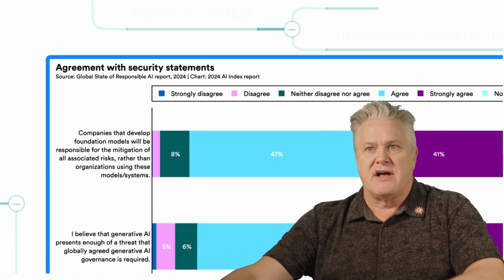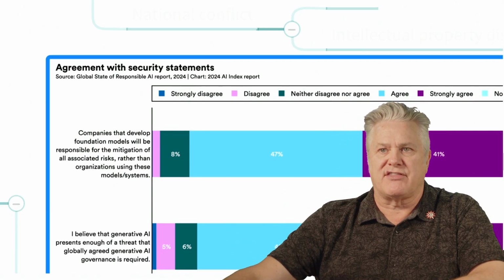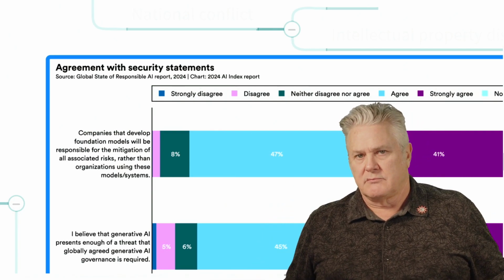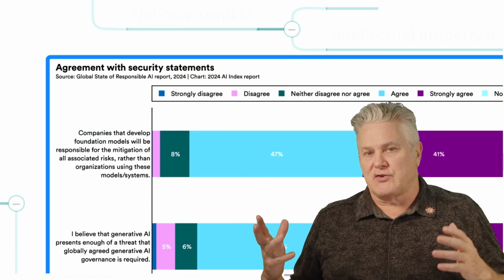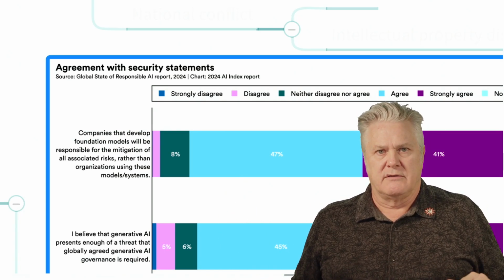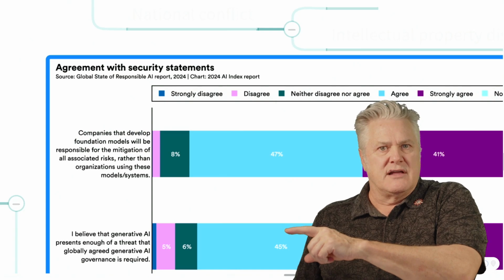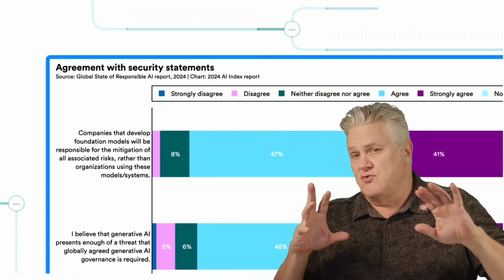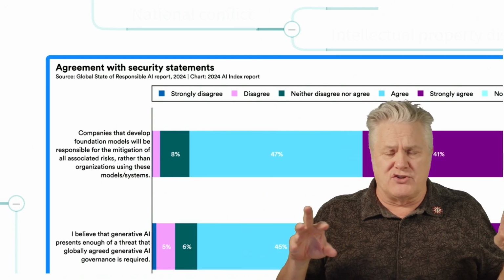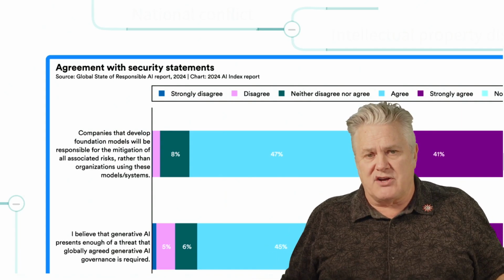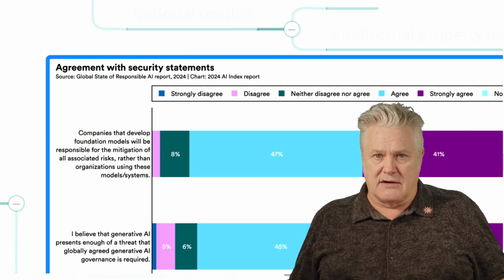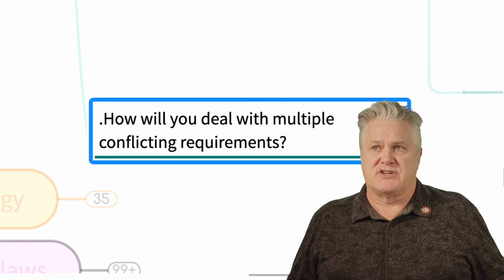The next one down here is, I believe that generative AI presents enough of a threat that globally agreed generative AI governance is required. And we don't have international laws at this point, but we have a lot of international agreements. I'll give you some examples of those later on. And what this means is that there is going to be a unifying structure for AI governance that's out there. Now, the EU has already started to do things, and the United States has already started to do things, and they are at odds with each other at this point. But there's going to have to be some sort of unifying law system out there for dealing with AI. So just know it's coming.